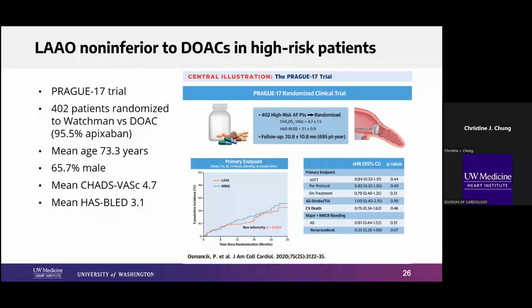And they were largely treated with apixaban. This was per the treating physician's discretion. And at 3.5 years of follow-up, there's non-inferiority between these groups for the ischemic endpoint. And over time, a significantly lower risk of bleeding in patients treated with LAAO.